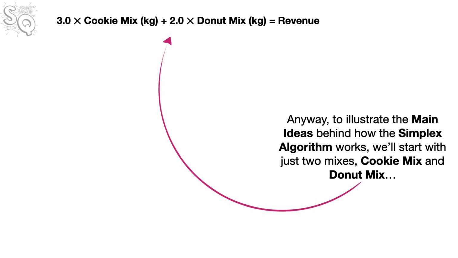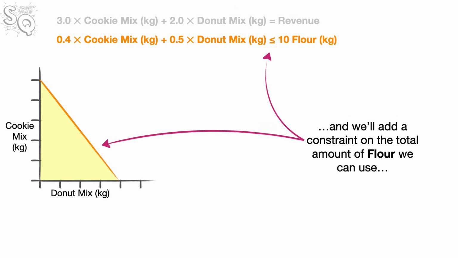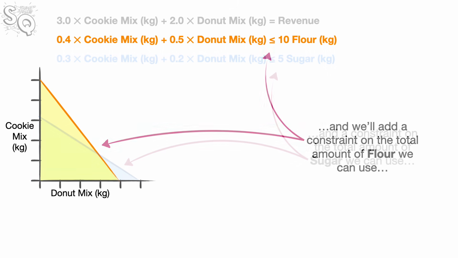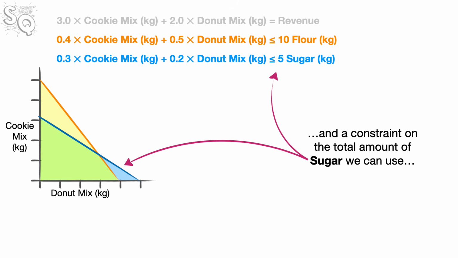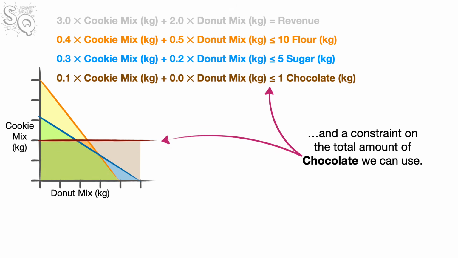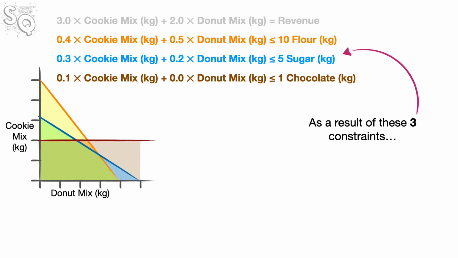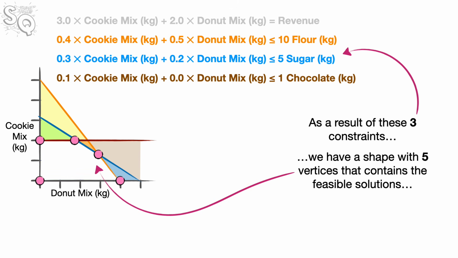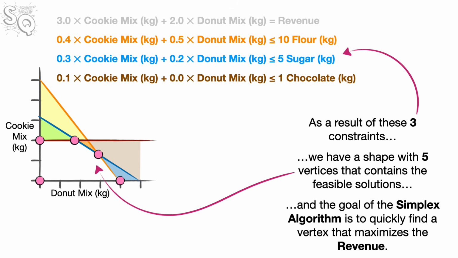Anyway, to illustrate the main ideas behind how the Simplex Algorithm works, we'll start with just 2 mixes, cookie mix and donut mix. And we'll add a constraint on the total amount of flour we can use, and a constraint on the total amount of sugar we can use, and a constraint on the total amount of chocolate we can use. As a result of these 3 constraints, we have a shape with 5 vertices that contains the feasible solutions. And the goal of the Simplex Algorithm is to quickly find a vertex that maximizes the revenue.